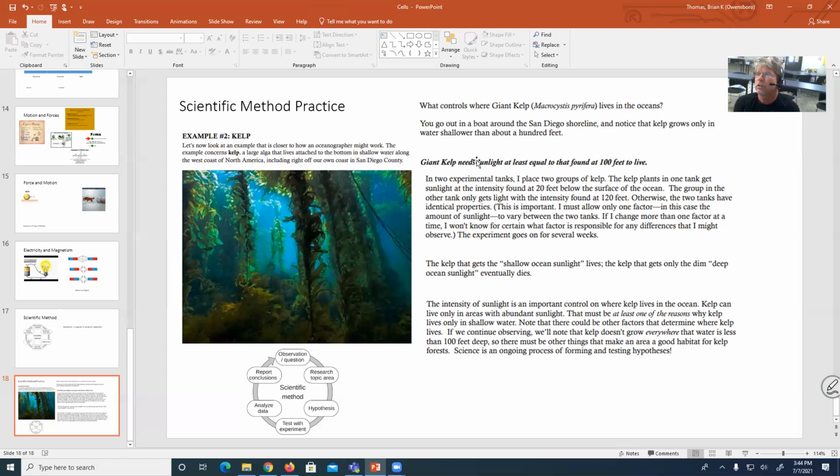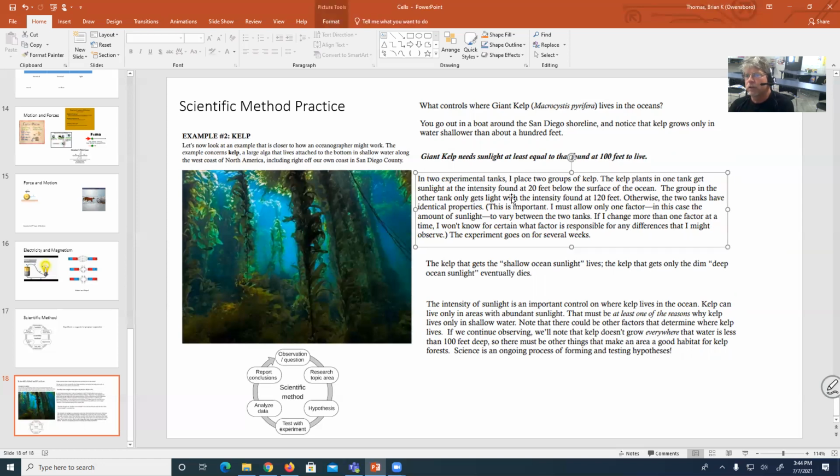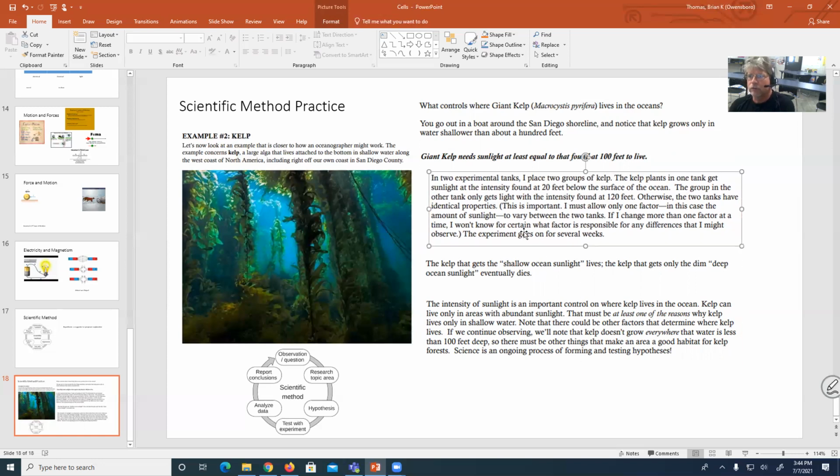What controls giant kelp in the ocean? And you're suggesting that kelp lives because of how much sunlight it gets, and it dies because of how very little sunlight it gets. And then you actually got to do your experiment where you're controlling it. In other words, you're only controlling the sunlight here. So you're setting up conditions that try to mimic that.